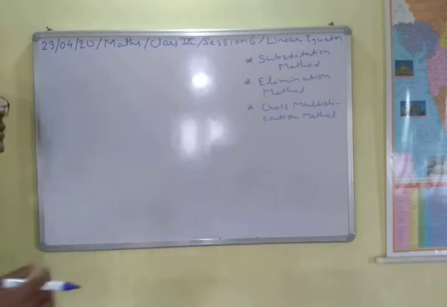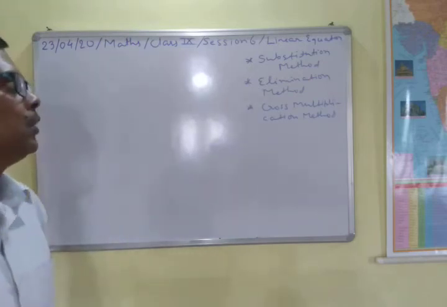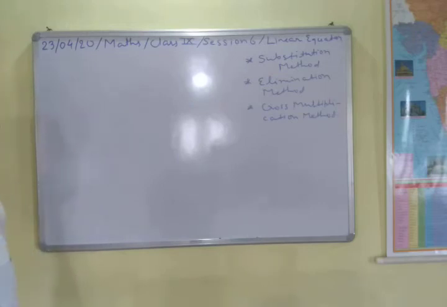Now in this class, I will start the linear equation, and I will explain the substitution method, elimination method, and the cross multiplication method, and all these are parts of simultaneous linear equations in two variables. So I will discuss first what the cross multiplication method is.